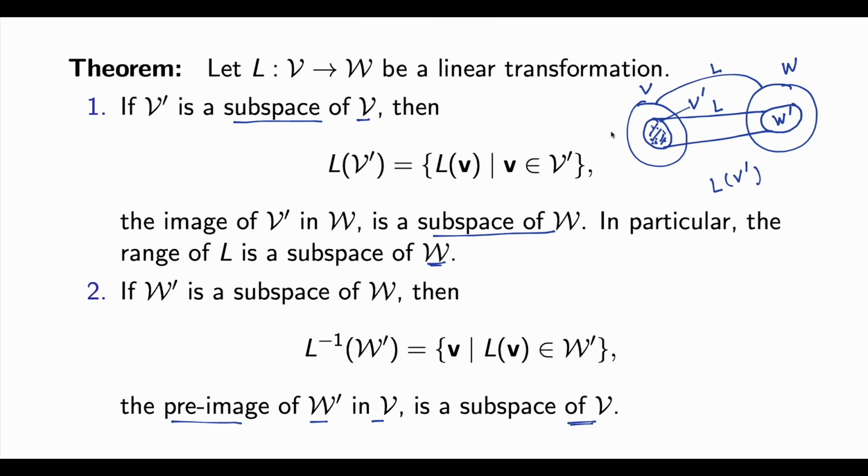You can pull back the subspace using the pre-image. Here L inverse is nothing but the pre-image, not the inverse transformation, not one-one and onto invertible. This is a very important point. We are just looking at the pre-image of W dash in V. Both are subspaces. It means a subspace pulls back to a subspace.